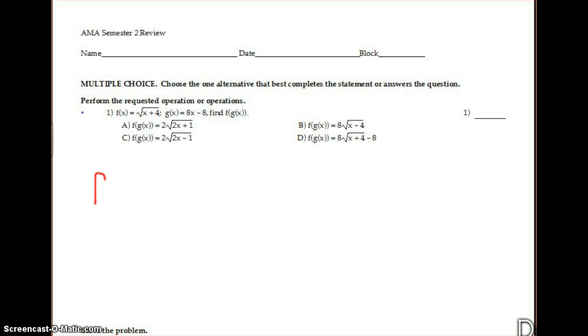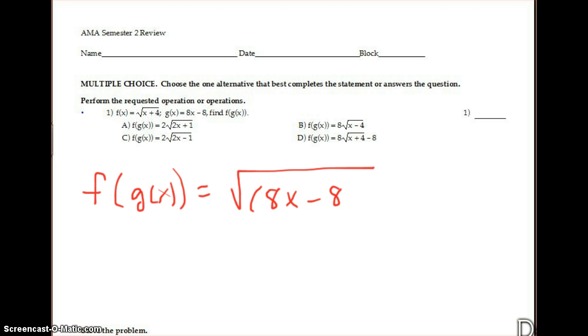So where I see the x in the f function, I'm going to put the g of x. That's what it tells me to do. The x is now going to be 8x minus 8, and then plus 4. So this was where the x was in the f function. And just simply simplify that. We can combine negative 8 and 4, combine like terms. That's 8x minus 4.